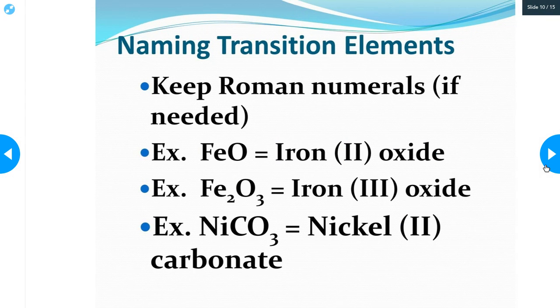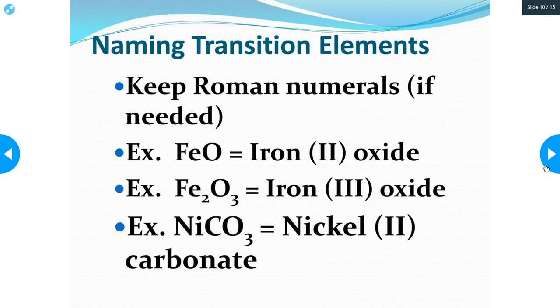Then what if we have transition elements in there? Well, we know they're all cations. And so we have to keep the Roman numerals if we need them. So they're always going to be listed first. If we don't need the Roman numerals, then we don't put them in there. How do you know if you need Roman numerals or not? Well, remember on the back of your periodic table, we highlighted the 20 elements that were transition metals that needed Roman numerals. So you only keep the Roman numerals if they are one of the highlighted ones. If they're not, then we're not going to keep those Roman numerals.